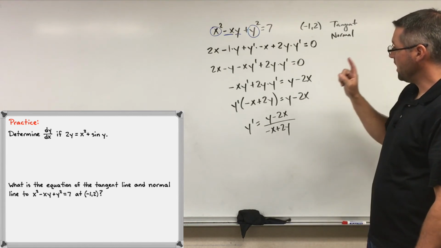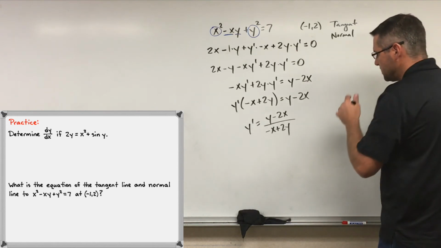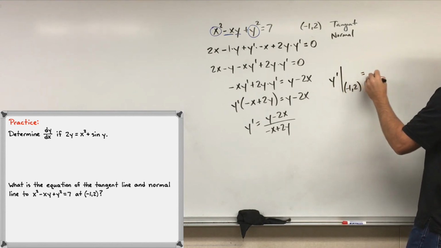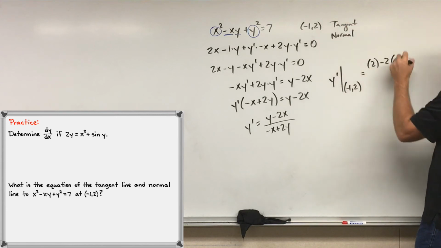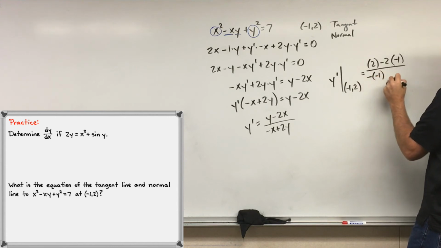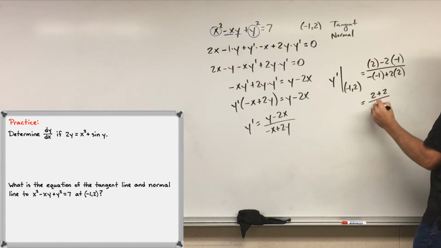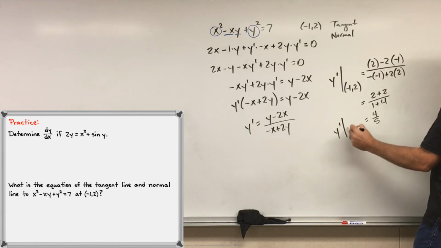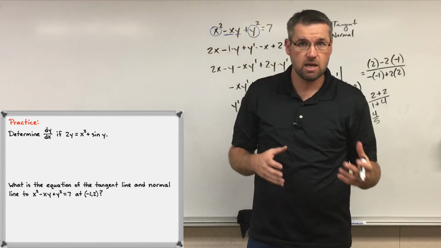From there, we're going to plug in that point to get my slope. So we would say y prime evaluated at negative 1 comma 2 is going to be equal to, we plug in y is 2, minus 2 times x, which is negative 1, all over negative x, so it's negative times negative 1, plus 2 times y, so 2 times 2. And so that simplifies to 2 plus 2 over 1 plus 4, so that'd be 4/5. So that is y prime evaluated at negative 1 comma 2, and that's enough now to figure out the equation of my tangent line and my normal line.